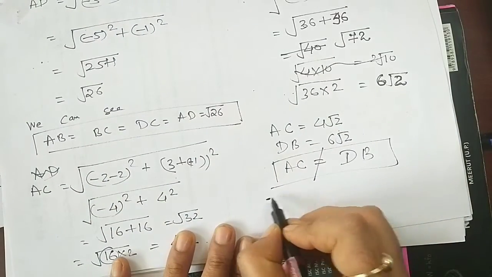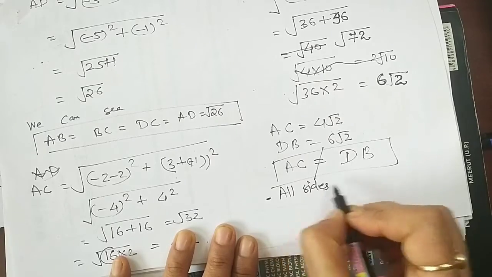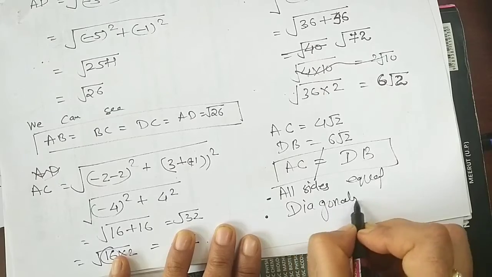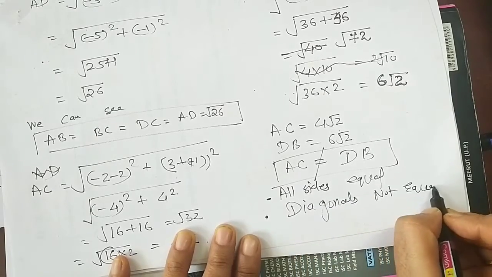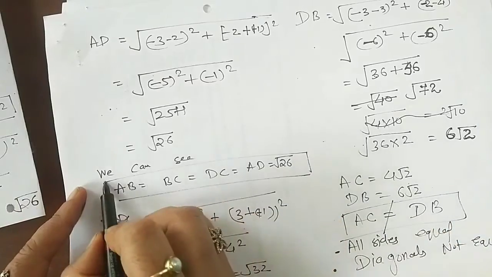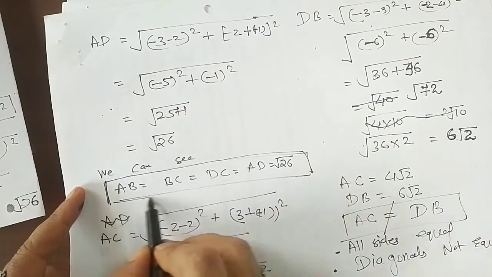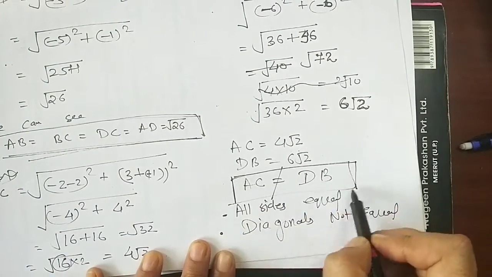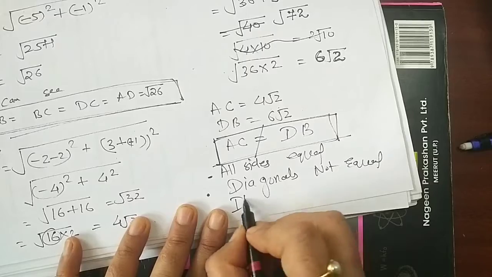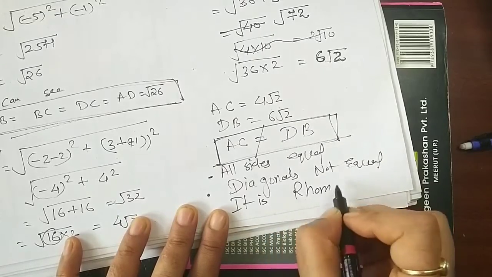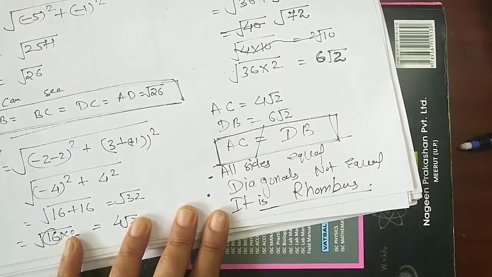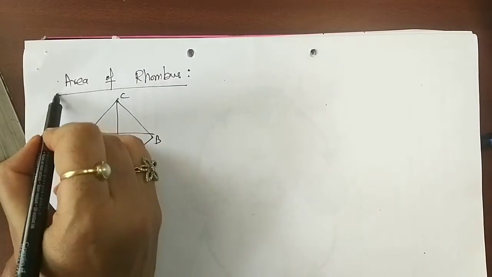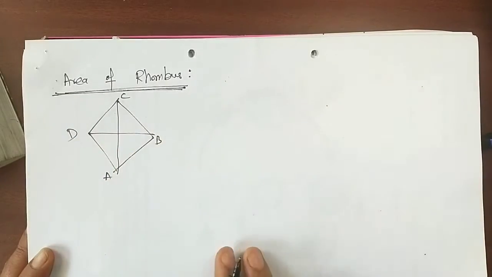So what is the conclusion? All sides, write down, equal. And diagonals not equal. So you have to highlight these conclusions, guys. All sides are equal, which we calculated, and diagonals not equal. So what does it mean? It is a rhombus. Hence proved. So now the second part of the question was to find the area of the rhombus.